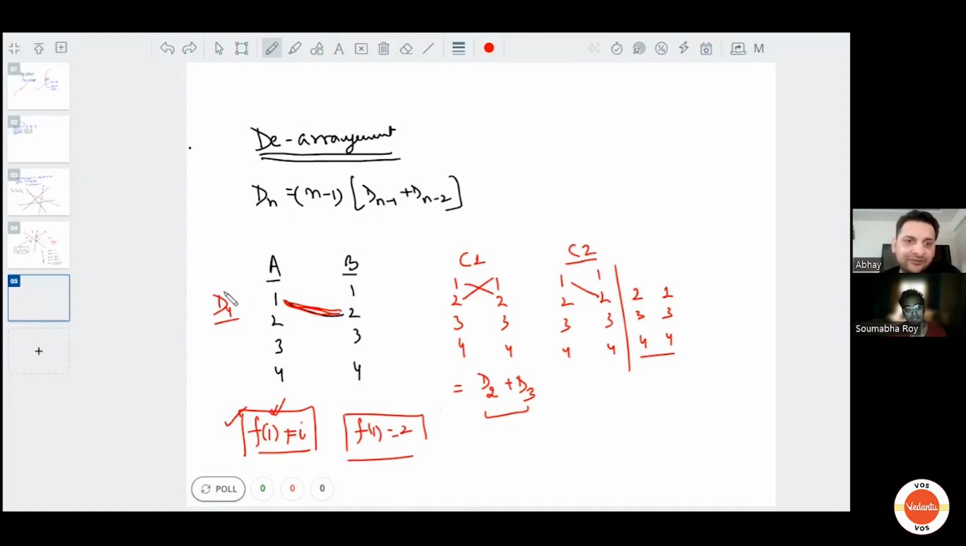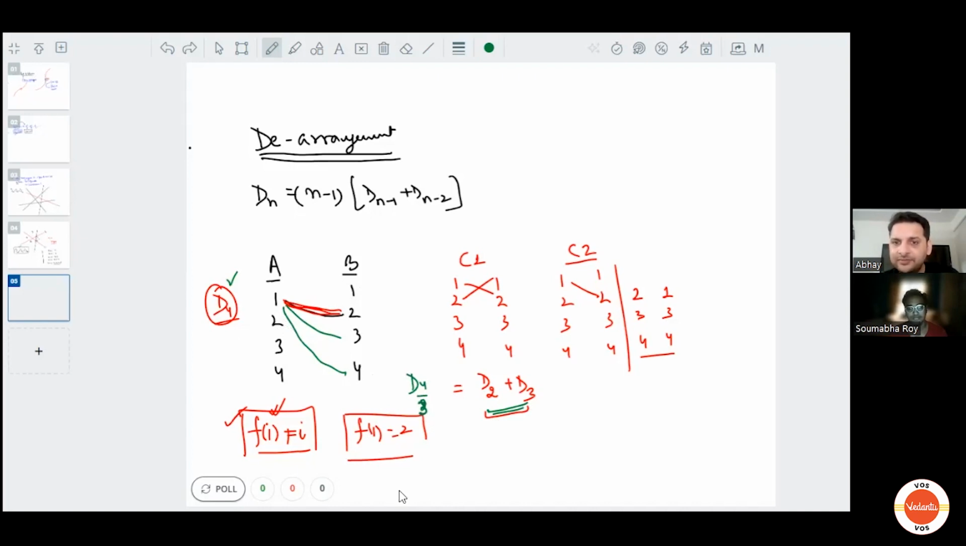Now, out of these D4 objects, of course, 1 is not going to 1. But in some of the cases, 1 is going to go to 2, in some cases 1 is going to go to 3, and in some cases 1 is going to go to 4. So the number of ways in D4 where 1 goes to 2 is the same as the number of ways in D4 where 1 goes to 3, and the same as where 1 goes to 4. So can I say this is actually equal to D4 by 3, sorry.